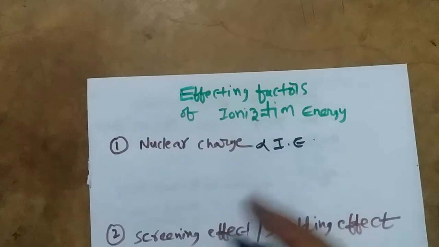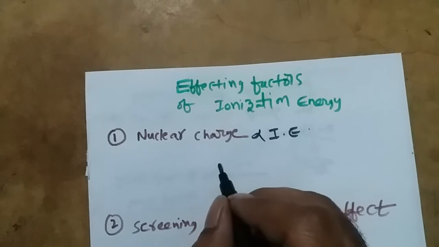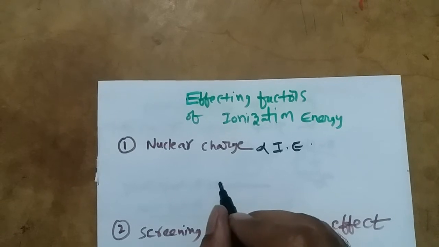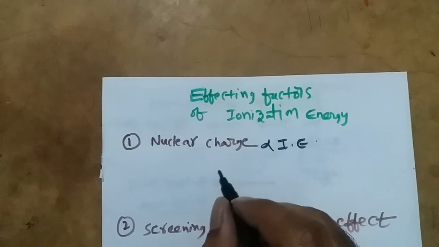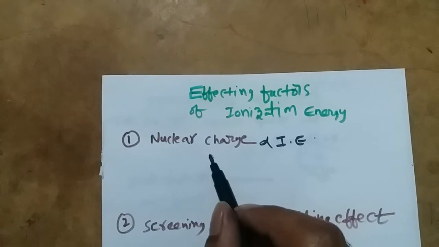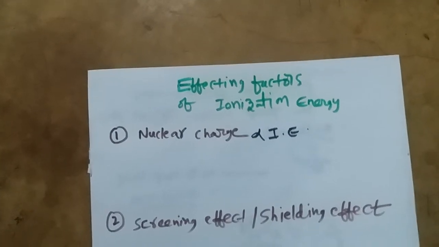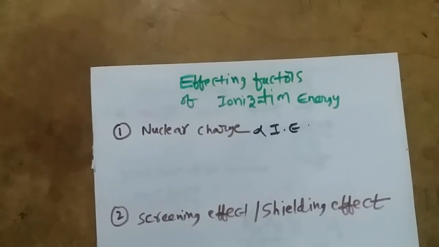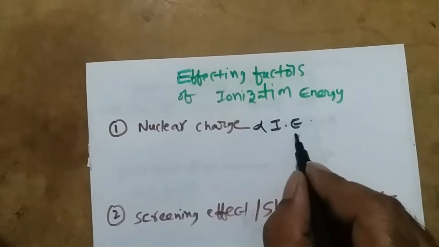As nuclear charge increases, what happens? The nucleus has protons and neutrons, so the nucleus has a positive charge and it will attract electrons. When the nuclear charge is more, the nucleus attracts the electrons present in the outermost shell in a strong way, so it becomes difficult to remove an electron using the least amount of energy, that is the ionization energy. So as nuclear charge increases, ionization energy also increases.